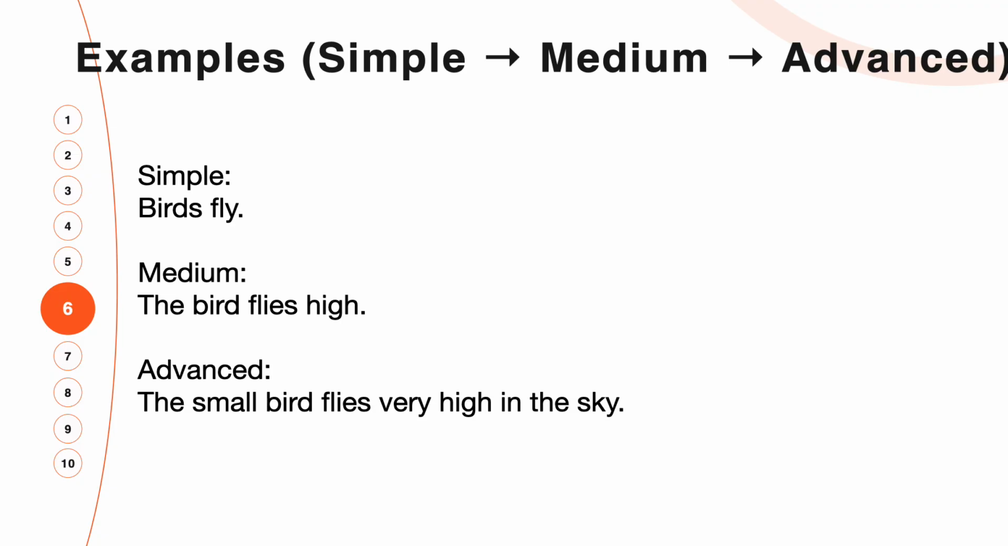Now let us expand the sentence even more. The small bird flies very high in the sky. Now several parts of speech appear in this sentence. Small is an adjective. It describes the noun bird. Very is an adverb. It modifies the adverb high. In is a preposition. It shows the relation between flies and sky. Sky is a noun. So the structure becomes much richer.